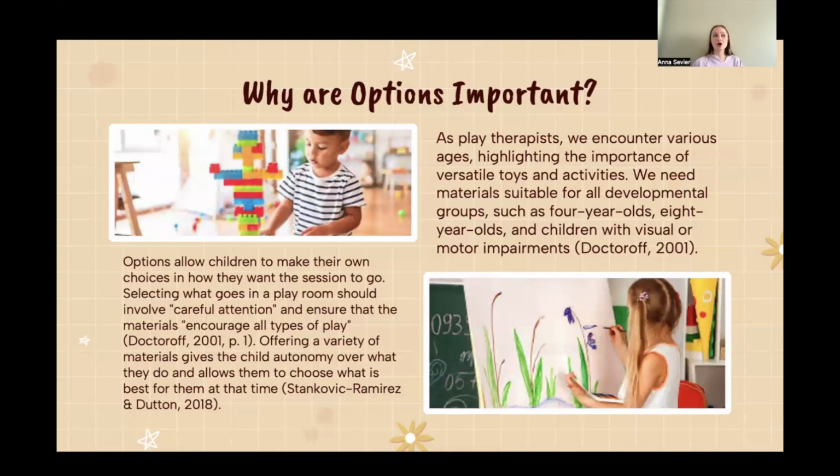As play therapists, we also encounter various ages and developmental levels, which only further highlights the importance of having different activities and toys for the kids to choose from. We need materials that are suitable for all different types of developmental groups, from maybe a 4-year-old to an 8-year-old. Maybe you have a child that has a visual impairment, maybe you have one that has a motor impairment. All of these different needs must be taken into account, as it is our job as play therapists to adapt to each and every need of our clients.